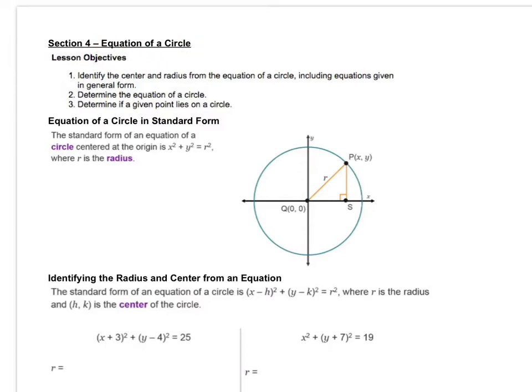So what we're going to do is identify the center and radius from an equation of a circle, including equations given in general form. We're going to determine the equation of a circle and determine if a given point lies on a circle.